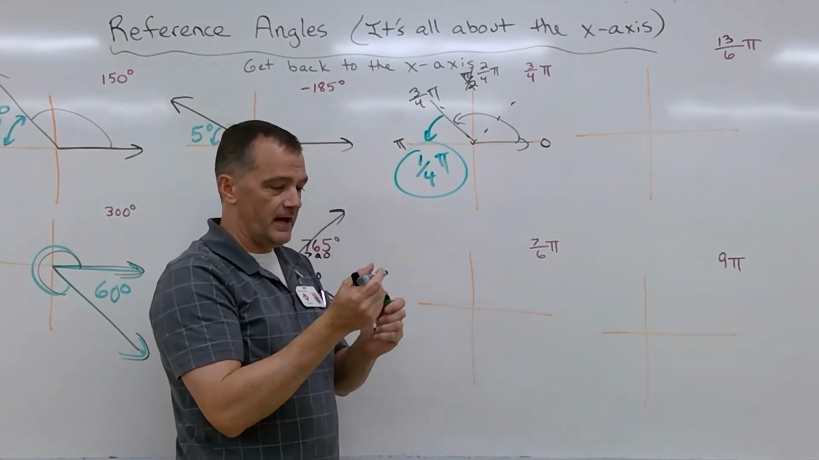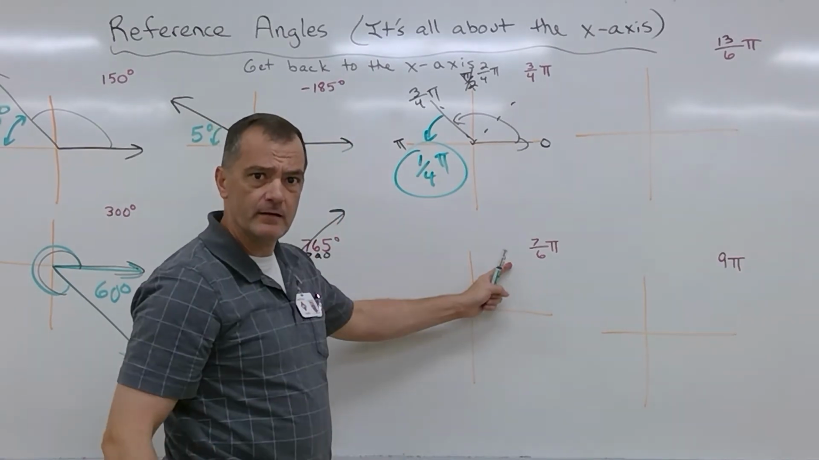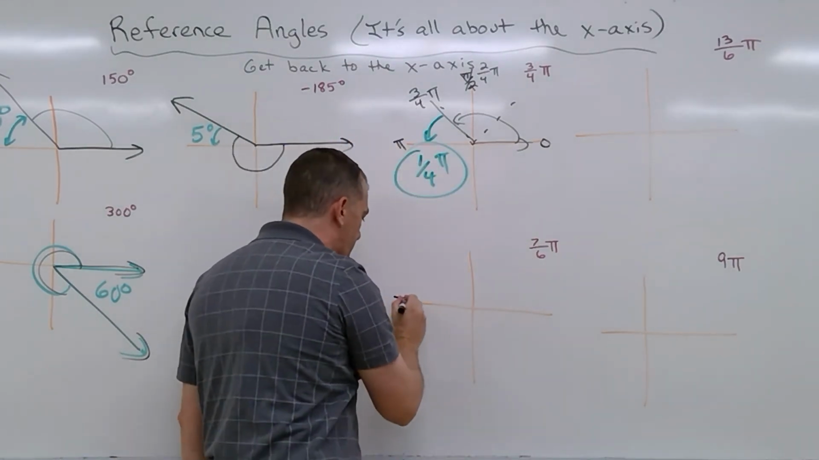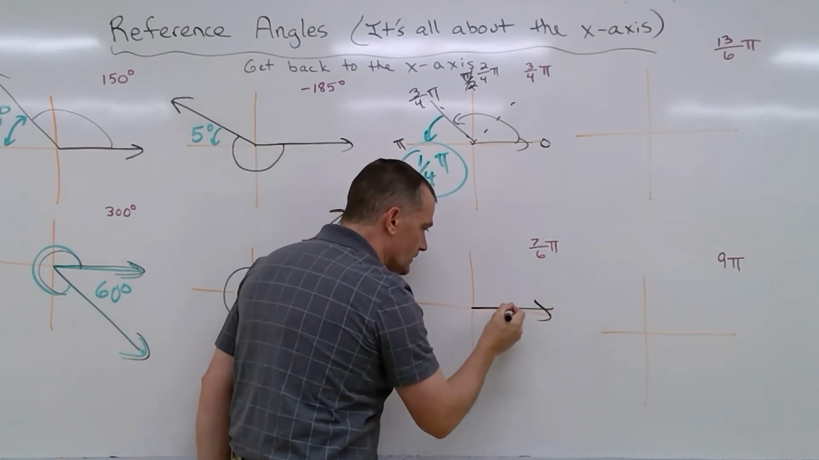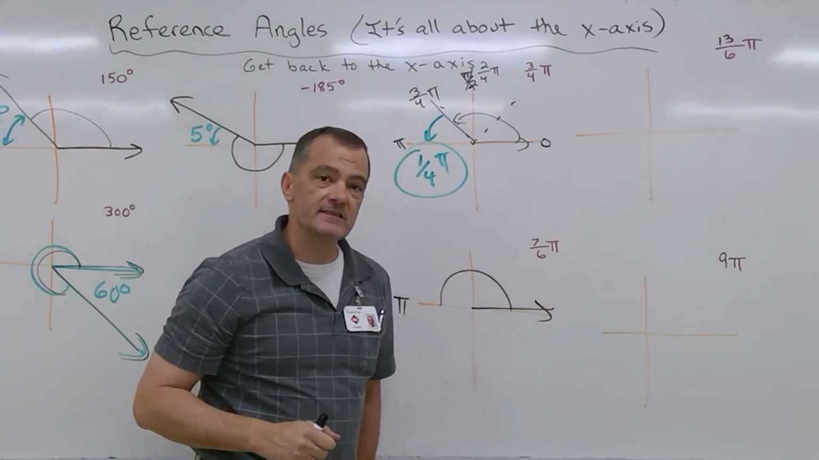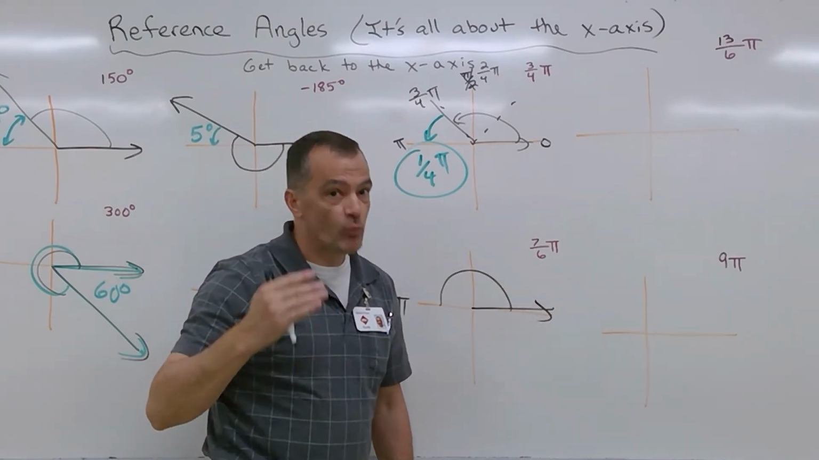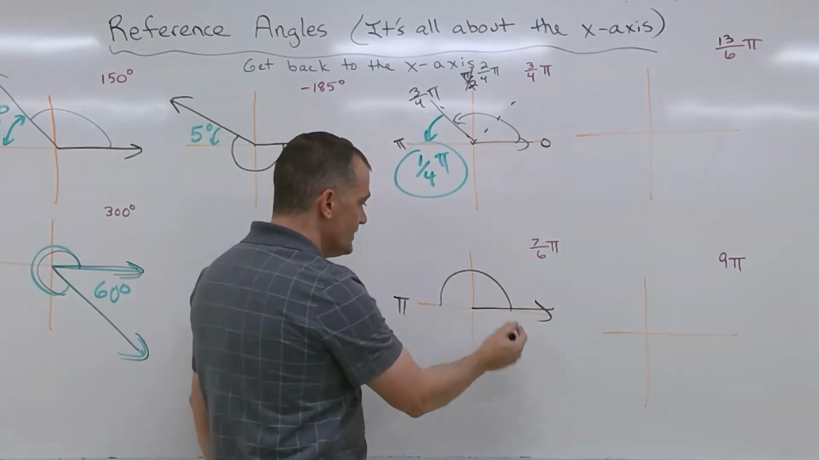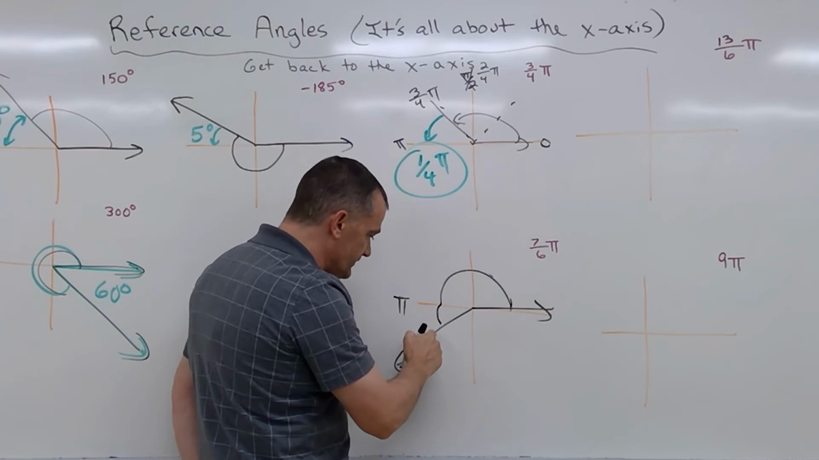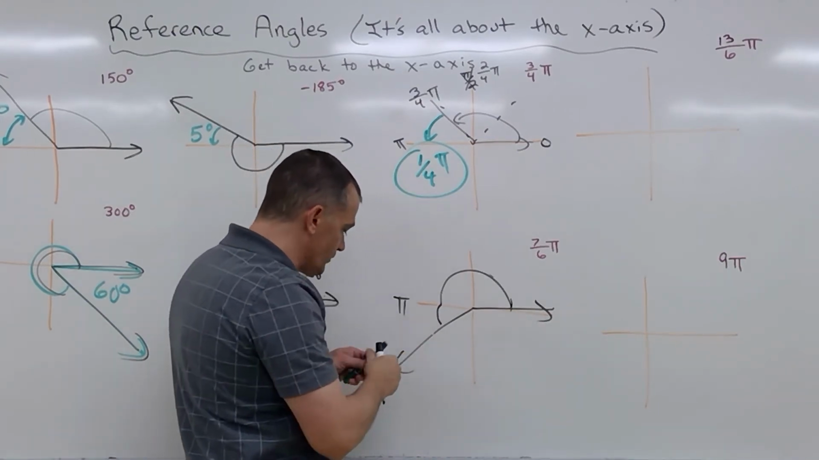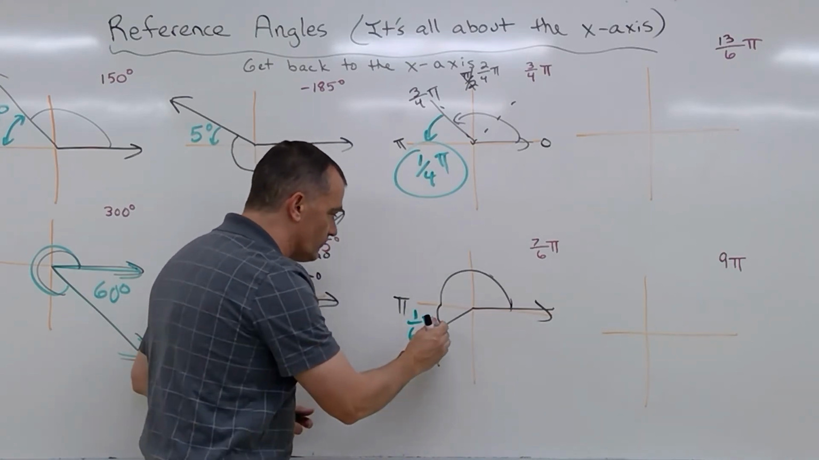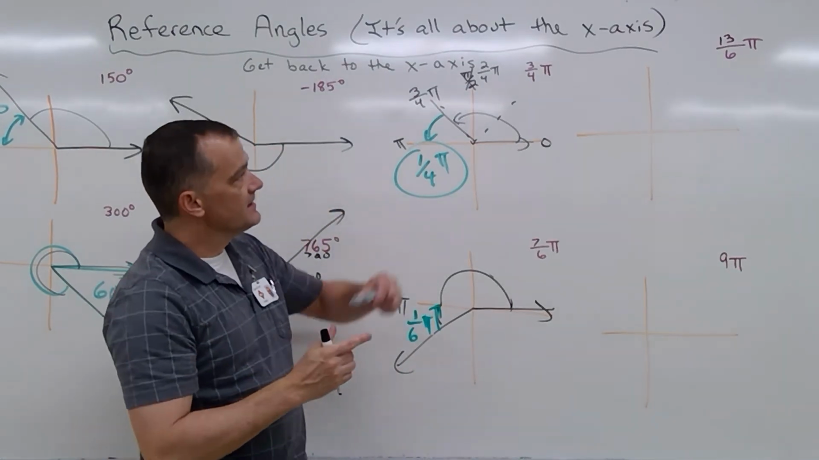So 7/6 pi. Come on, have fun with this. This is fun. This is real. 7/6 pi is a little bit more than 1 pi. So in other words, our angle would look like this. All the way, that's 1 pi. So 7/6 is 6/6 plus 1/6. That's 7/6. So this is 6/6 pi. Then go a little bit more. That gives us our 7/6. That distance right there was only 1/6 pi. That is our reference angle to get back to the x-axis.